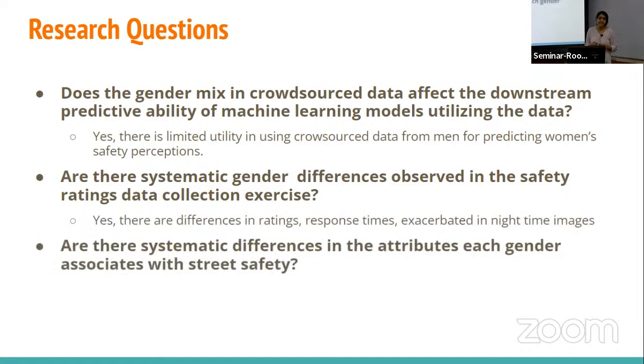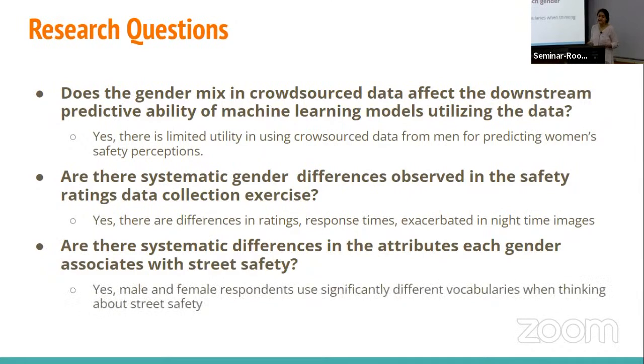And then one thing which I really enjoyed doing was we actually got some qualitative attributes. We asked people to write out why they found the place to be safe or not, beyond just getting ratings. And then we did machine learning and text analysis on that data to see if men and women utilize different vocabularies when describing safety. Because even the concept of what is safety, that itself could be gendered. And so the answer to this is, well, yes, male and female use significantly different vocabularies. So these are the questions, these are the answers, and I'm going to show you how I got to this.